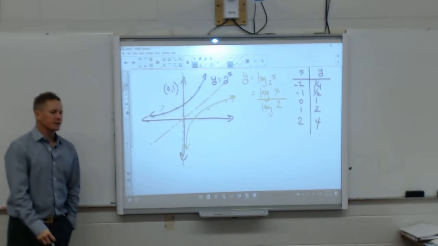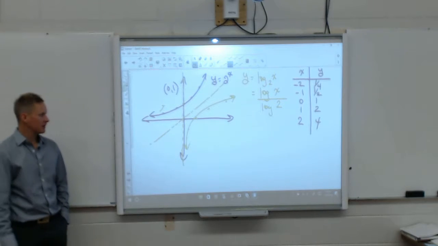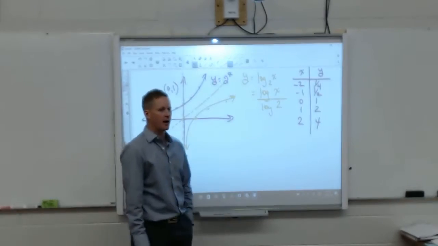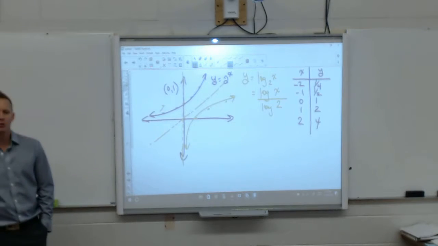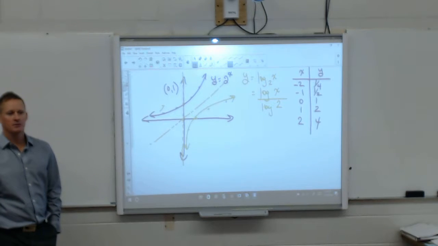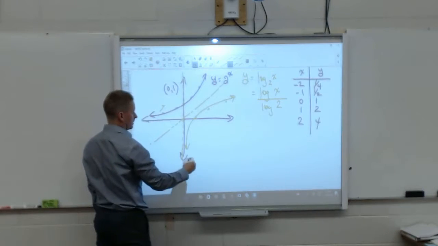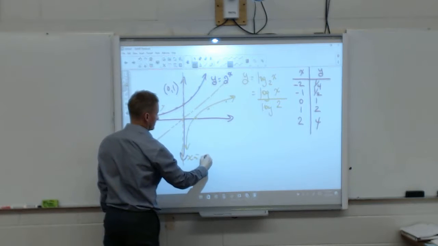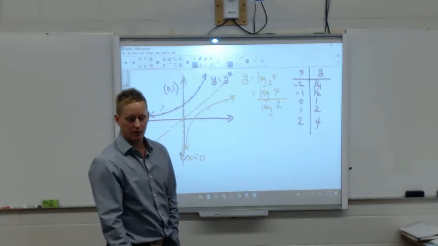Fair enough. What is the domain of this graph? X is greater than 0. Awesome. What's the range of this graph? Element of all reals. And what is the asymptote of this graph? Y equals 0? The equation of the vertical line, x is equal to 0. That's your asymptote. Okay, and that doesn't change.